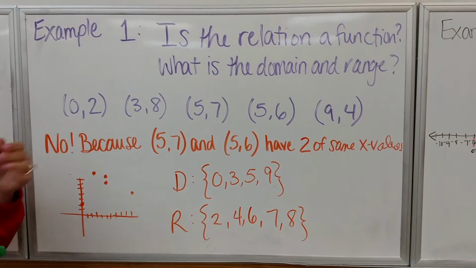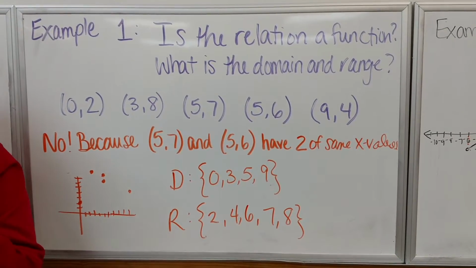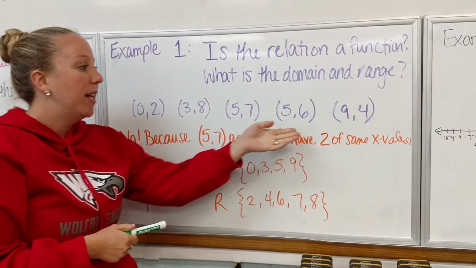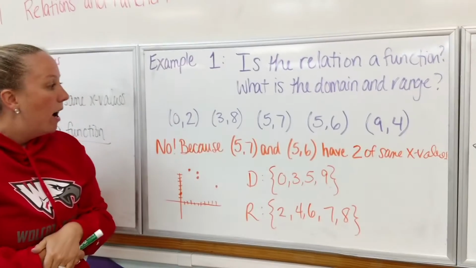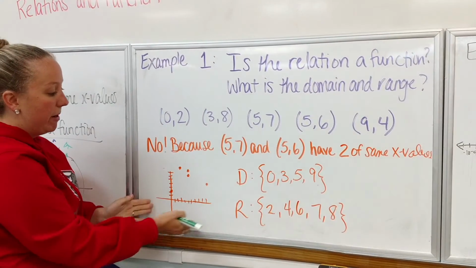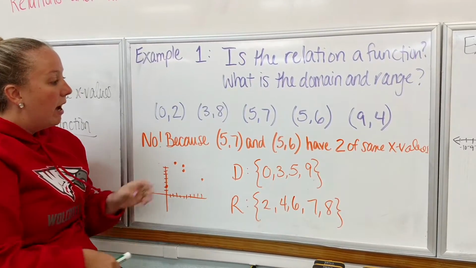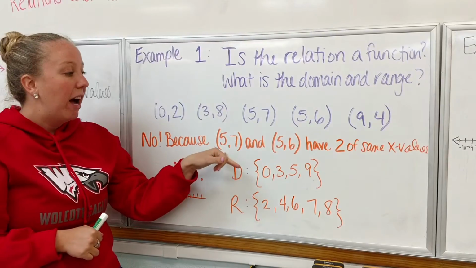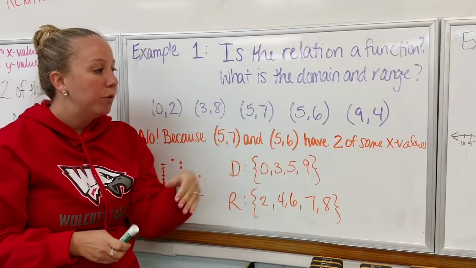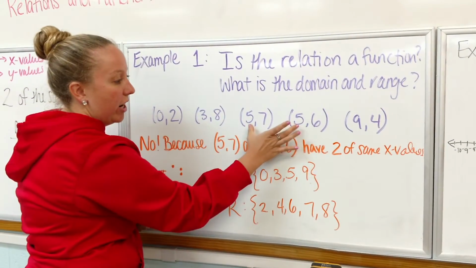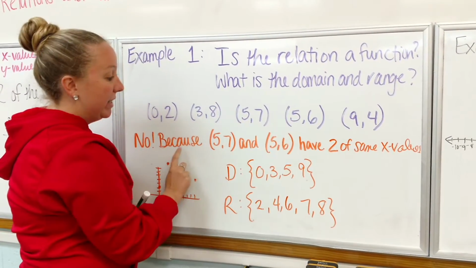Example 1, is the relation a function, and what is the domain and range? So we have a set of points, (0, 2), (3, 8), (5, 7), (5, 6), and (9, 4), and we want to represent them on the coordinate plane. This is what they would look like if you're plotting each point. This is not a function because (5, 7) and (5, 6) have two of the same x values. So this point and this point share the same x values, so it's not a function.